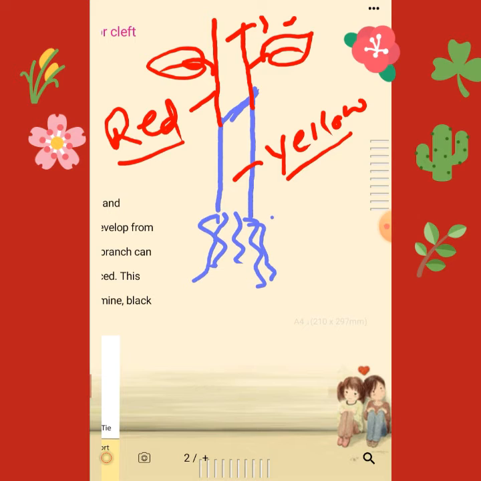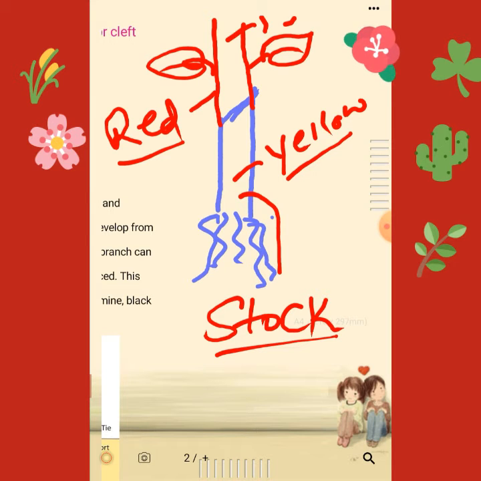Okay, so here the plant part which is taken as the base along with the roots is known as stock. This is known as stock. And the plant part which does not have roots but bears the leaves is known as scion.